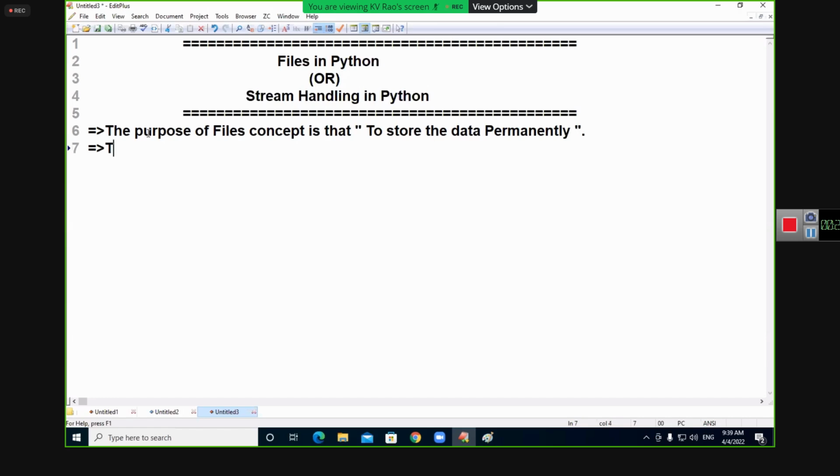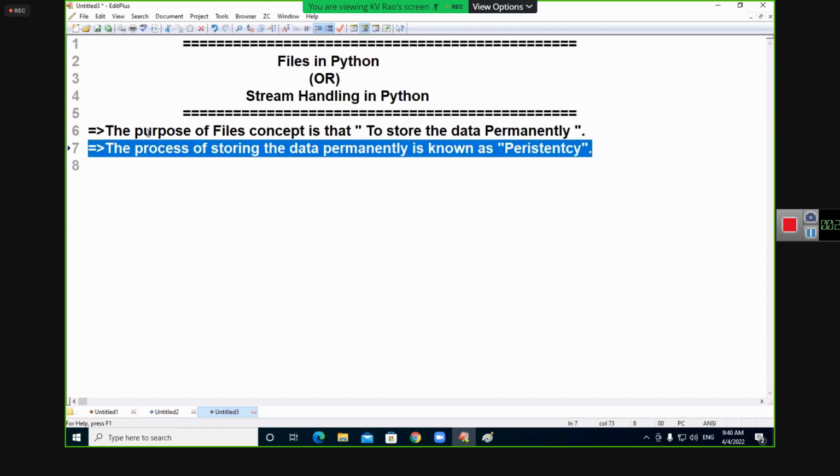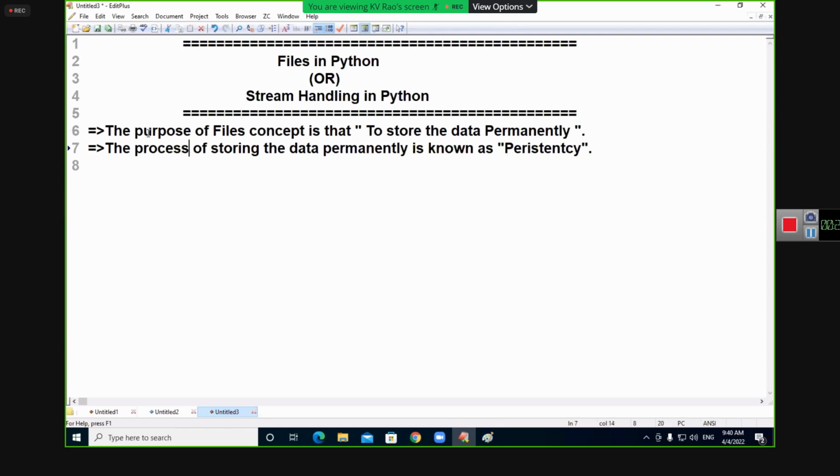The process of storing the data permanently is known as, what is that? Persistency. Permanent storing of the data is called what? Persistency we can call. Persistency, right? Fine, keep it aside.